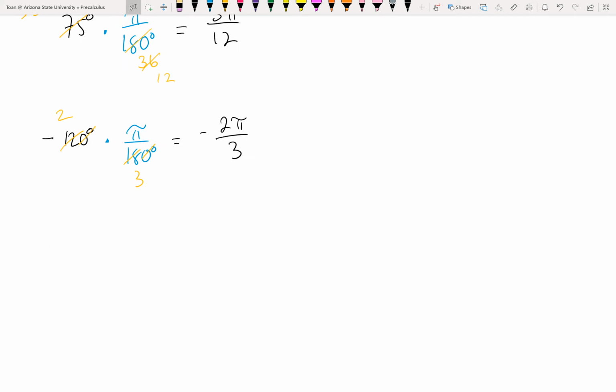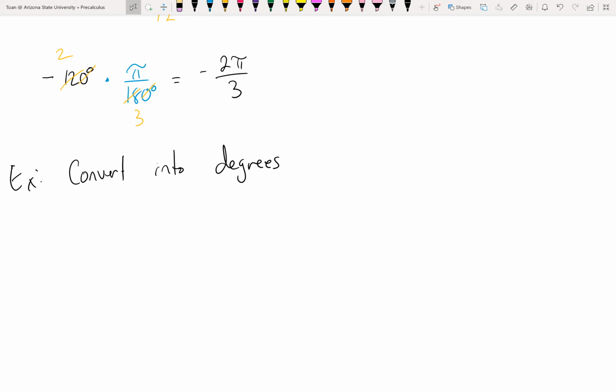Converting the other way, easy peasy. Suppose I wanted to convert into degrees, say, 2 pi thirds. In this example, I hope we agree that we're trying to get rid of the radians, so I'll use a conversion factor that has the radians on the bottom, meaning the 180 degrees is on top. And then you just cancel and simplify. I can cancel the pi's, and I can reduce by 3, and that gives me a 60. So 2 pi thirds is the same thing as 2 times 60, which is 120 degrees.